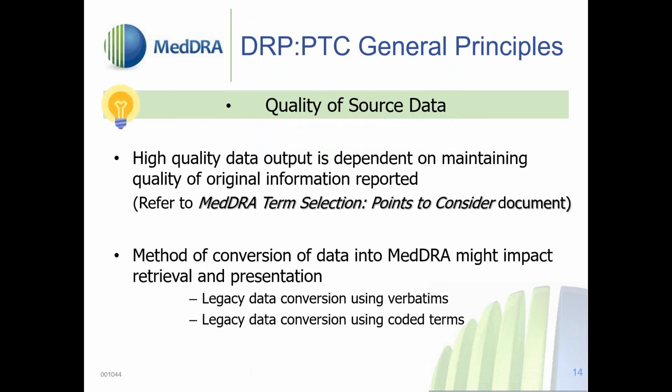So if your legacy data conversion was done based on the legacy terms only, your retrieval approach must be much broader, considering more unspecific terms like myopathy in our example. If it was done by coding the original verbatim, your retrieval approach can be much more focused, much more narrow.